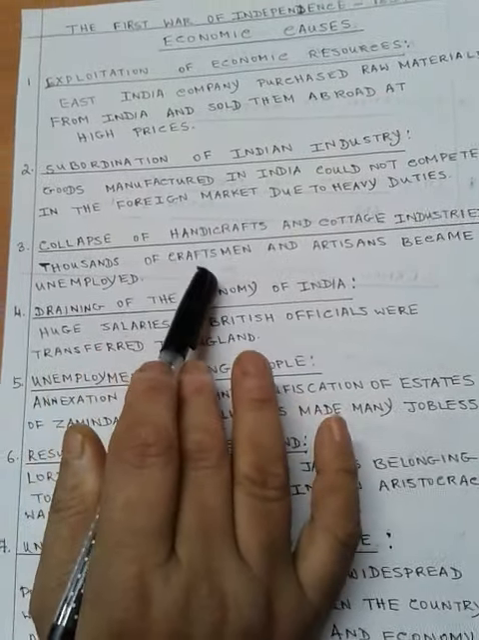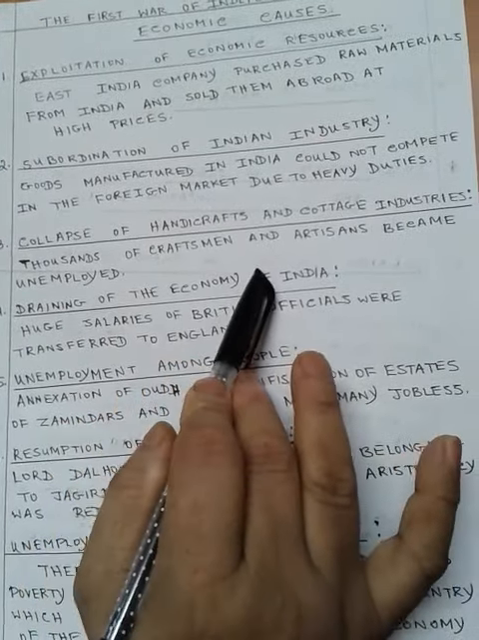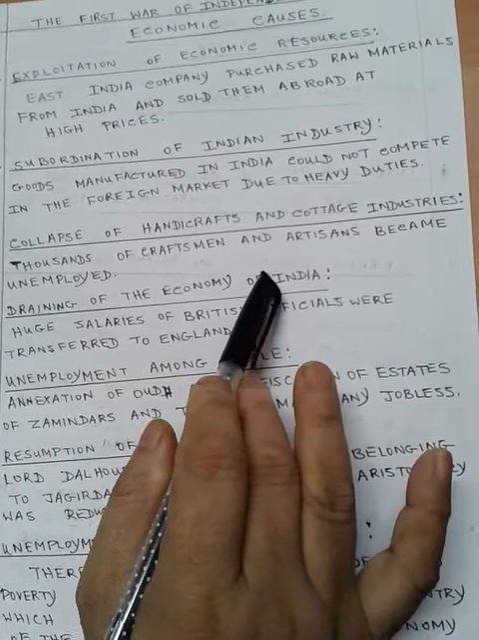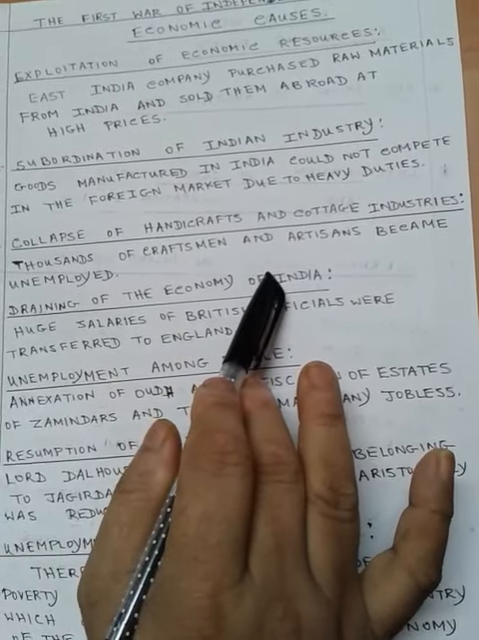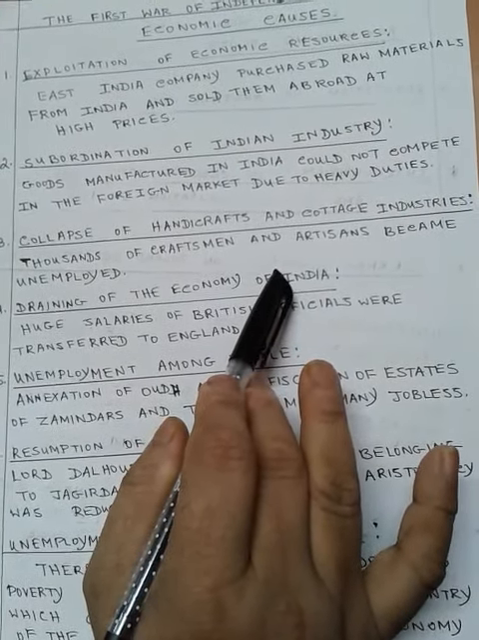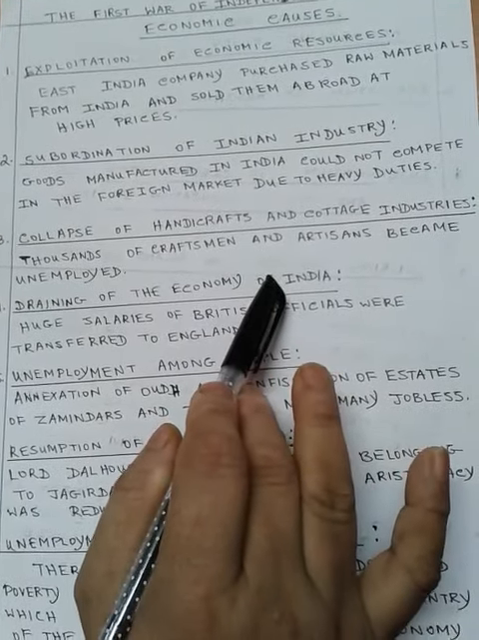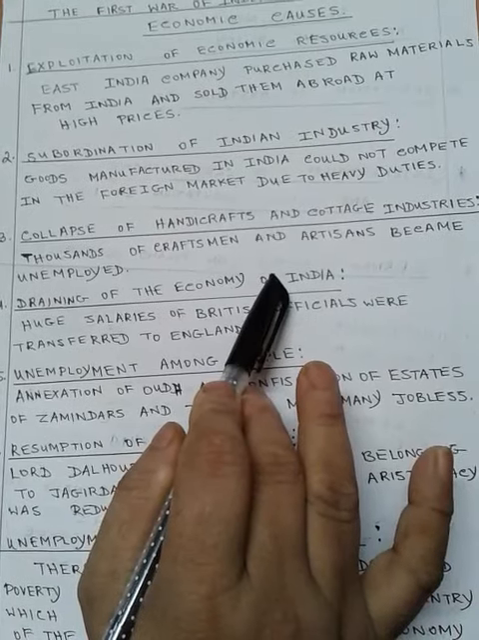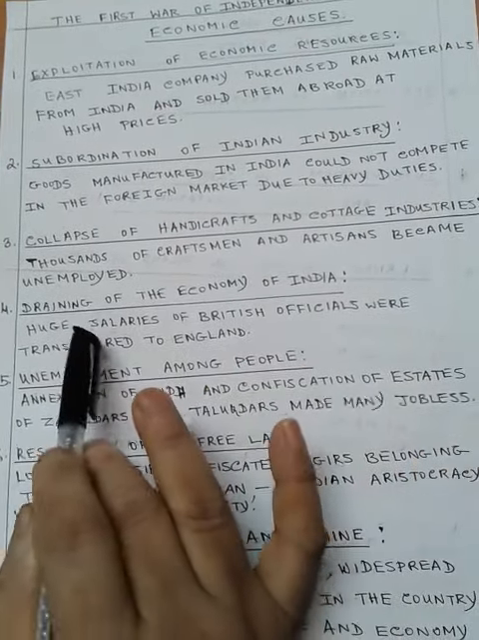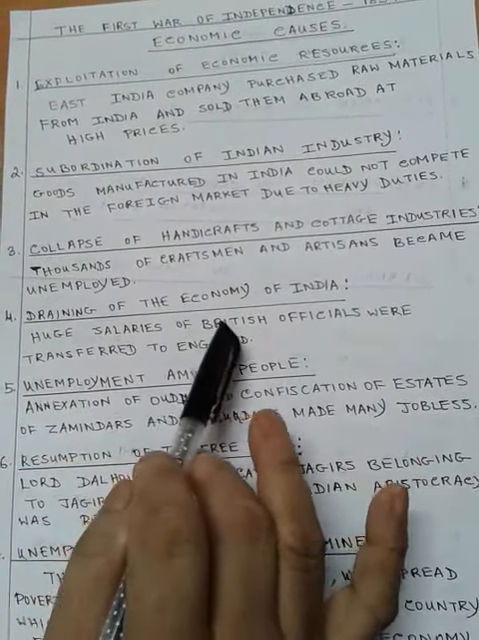Third is the collapse of handicrafts and cottage industries. As a result of the British policy of making India a raw material producing country, Indian handicrafts and cottage industries died out and thousands of craftsmen and artisans were thrown out of employment. Next comes draining of the economy of India.